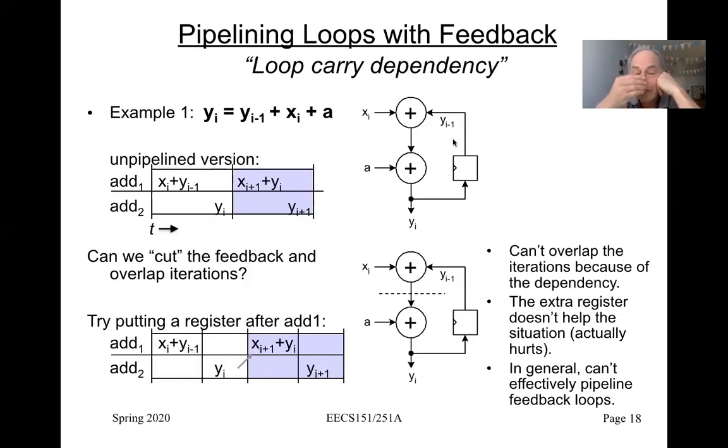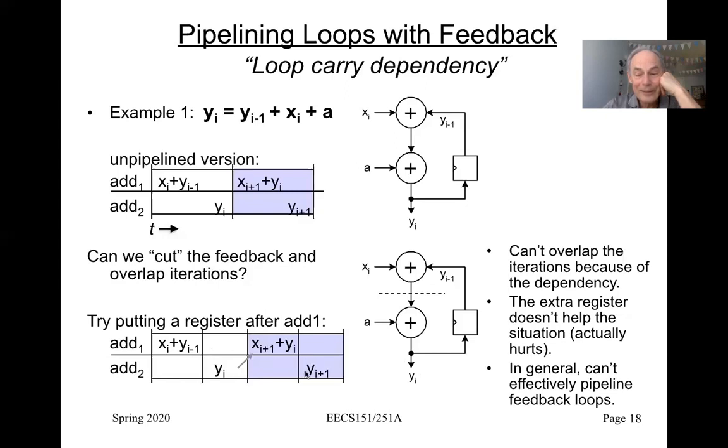So what if we try to pipeline this? That's the question. Okay, so we'll try that. We'll put a register in between here and see what happens. Well, what that would cause to happen is that on the first clock cycle, we'd calculate x sub i plus y sub i minus 1, and then the result would get stored in a register here. And on the next clock cycle here, the next column, we calculate y sub i, right? And then that would go into this register here. And then on the next clock cycle, we could start the next iteration.